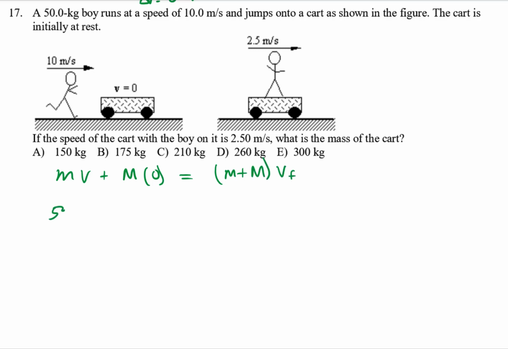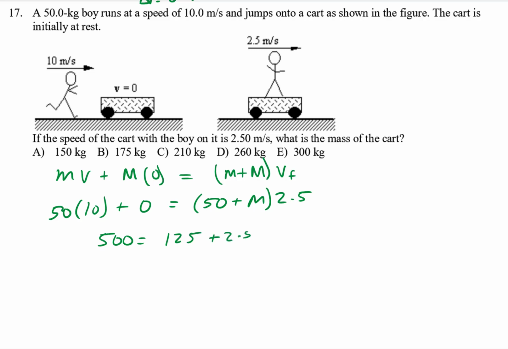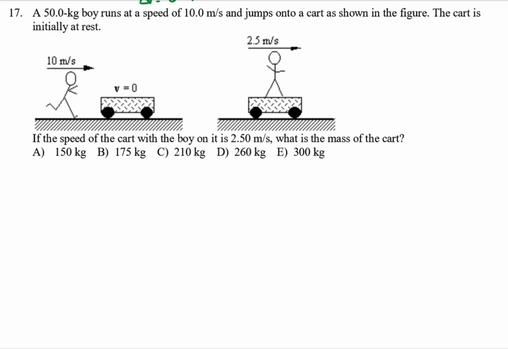So we're going to plug in numbers. 50 times 10, that's the boy, plus 0 is equal to their combined mass, 50 plus m, times v final, which is 2.5. So we got 500 equals 50 times 2.5 is 125 plus 2.5 m. Subtract 125 from both sides, so 375 is equal to 2.5 m. That makes the mass equal to 150.